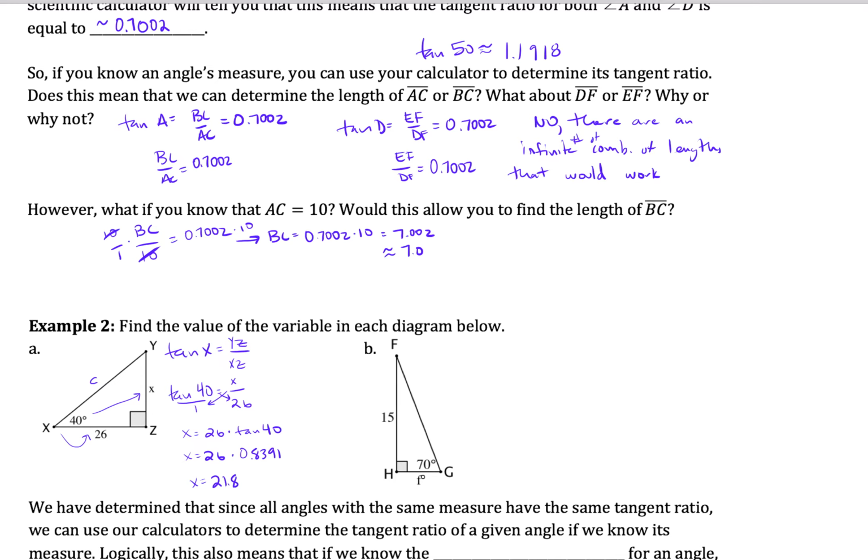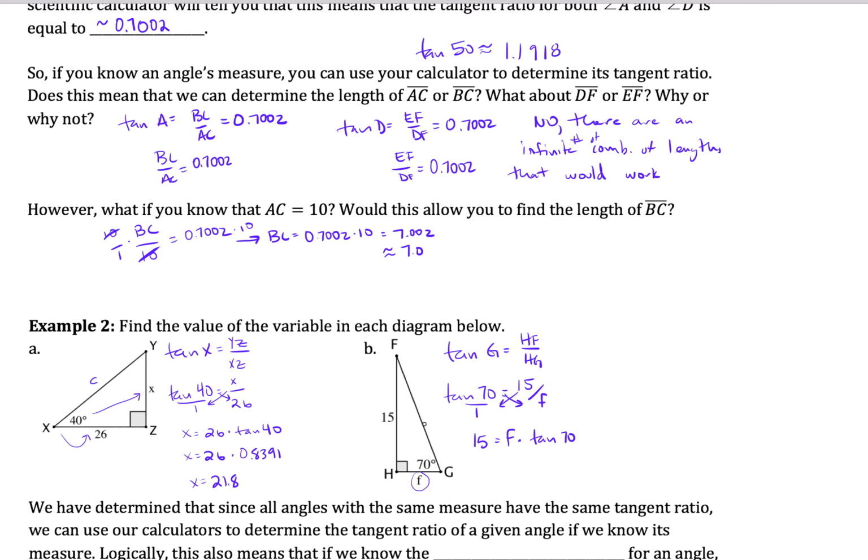In part B, I want to find the f right here. I know that this angle is 70 degrees. I know this side over here. So I can set up tangent of angle G would equal HF over HG. Again, there's three places here where I might be able to put a value, and I know two of them. I can say that the tangent of angle G, which is 70, would equal HF, which is 15, over HG, which is F. If I put this over 1 and cross multiply, I would have 15 times 1 equals F times the tangent of 70. My calculator will tell me what that is.